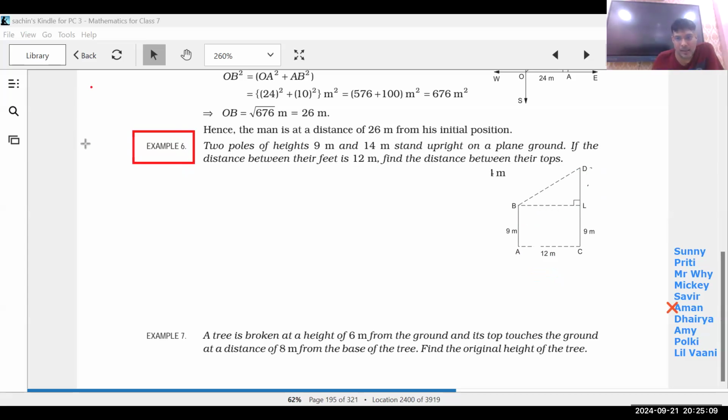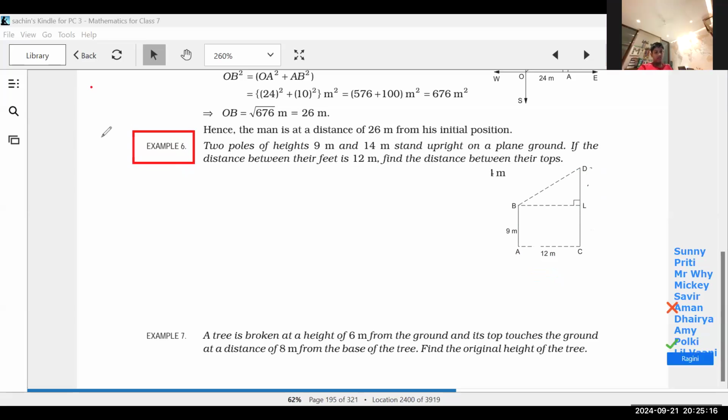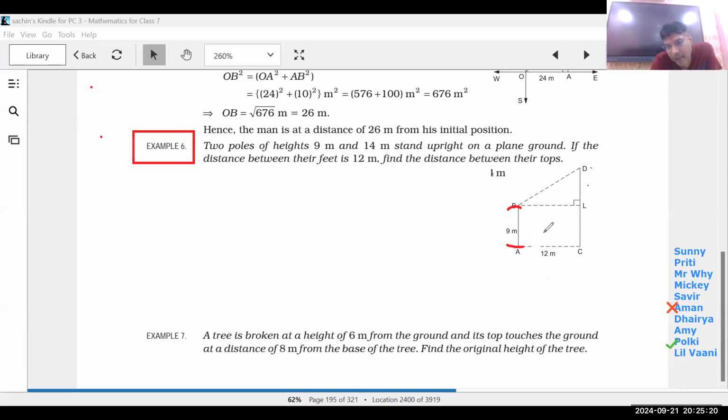So see guys, two poles of 9 meter and 14 meter stand on a plane. This is 9 and this is 14, this whole thing is 14. If the distance between their feet, this was my second pole, the distance between their feet is 12 meter. Find the distance between their tops. Means we have to find the distance between B and D.